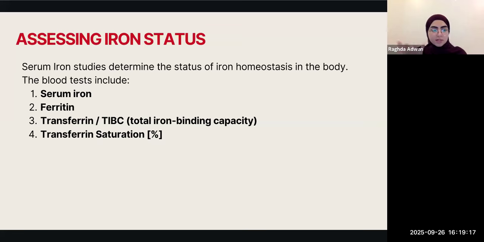Serum iron, obviously, which is just iron in the blood. Ferritin, which, remember from the previous slide, is the storage form of iron. Transferrin, or TIBC, total iron binding capacity. This just shows you how much transferrin there is. Remember, transferrin is a transport form of iron. So how much transferrin is available to carry around iron in our body? And lastly, transferrin saturation. I'll explain the difference between transferrin or TIBC versus transferrin saturation.